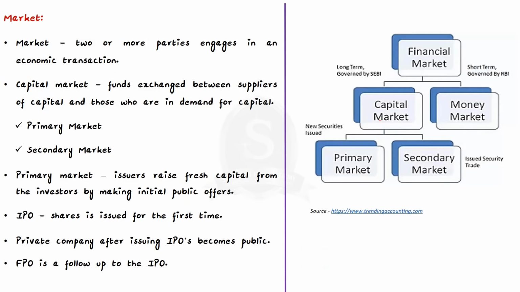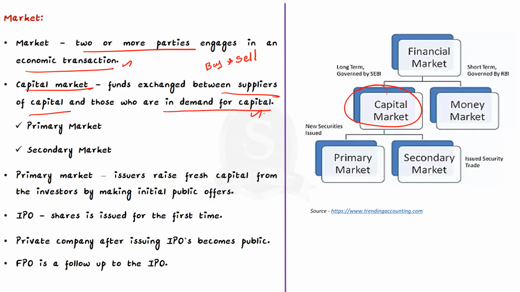First of all, what is a market? Technically speaking, a market is any place where two or more parties can meet to engage in an economic transaction. Simply put, a market is a place where people come to buy and sell. See, there are many types of market based on various criteria. But here our main focus will be on capital market. See, capital market is a place where funds are exchanged between suppliers of capital and those who demand capital for use. Capital market is further divided into primary market and the secondary market.